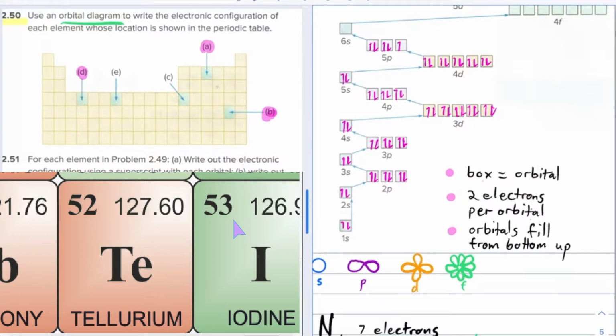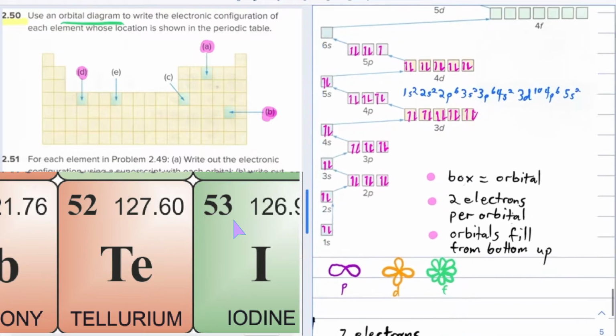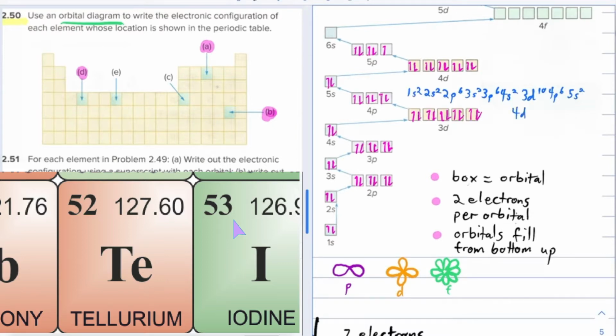So starting at 1s. So I'll just put it here, 1s2, and then go up to 2s2. That's those right there, and then 2p6, and then 3s2, 3p6, and then 4s2, 3d10, right? 4s2, 3d10, and then 4p6, and then 5s2, 4d10, and then 5p5. We didn't quite fill up the 5p subshell, almost, but not quite.